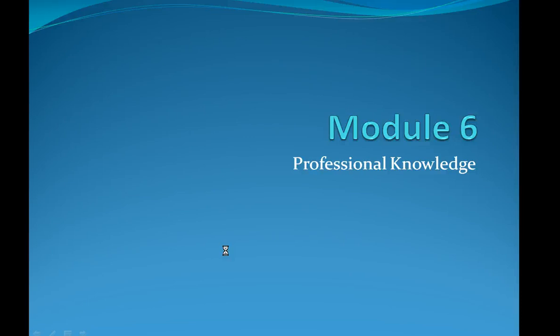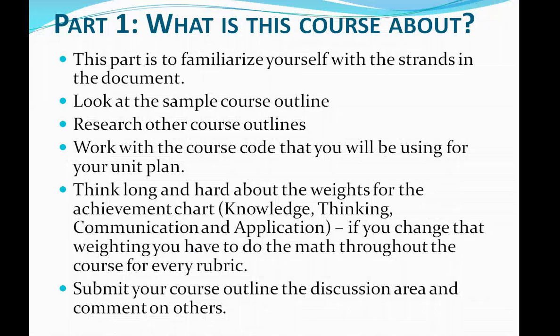So Module 6 is about professional knowledge and understanding what needs to be taught in a course and a course code at the social science level. So you are going to use the course code that you've decided to use for your actual unit plan to complete all these activities for Module 6. All right, so part 1 is about creating a course outline.